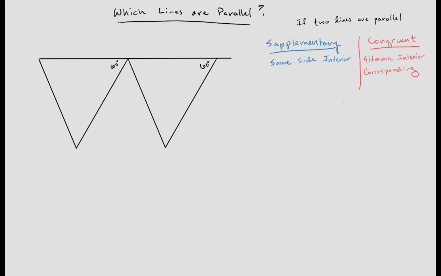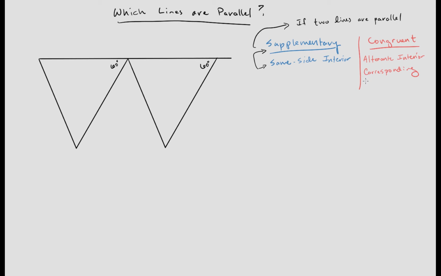In one of the previous videos, we learned a bunch of theorems about relationships between angles when we have parallel lines. Well, as it turns out, it's actually biconditional. So we can go the opposite direction as well. If we find that the same side interior angles are supplementary, then we know that the two lines are parallel. Same thing with the congruent angles here.